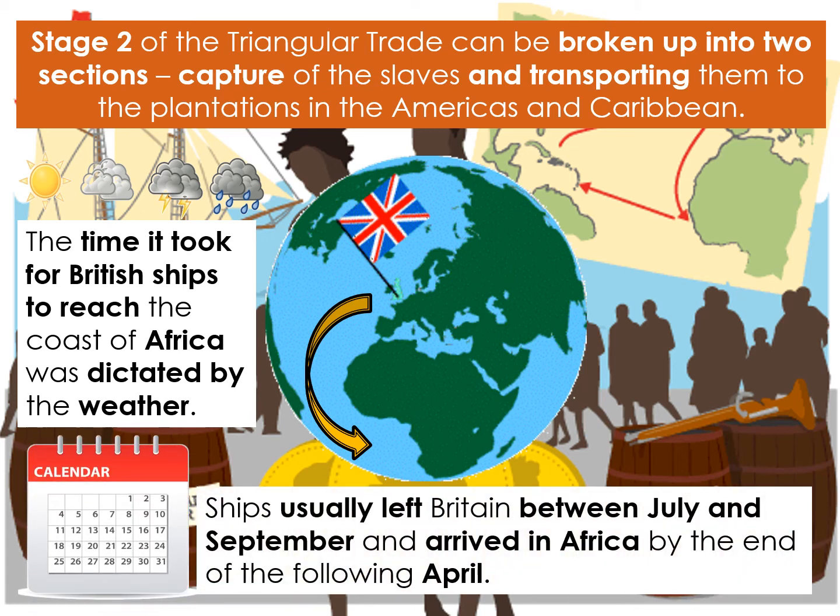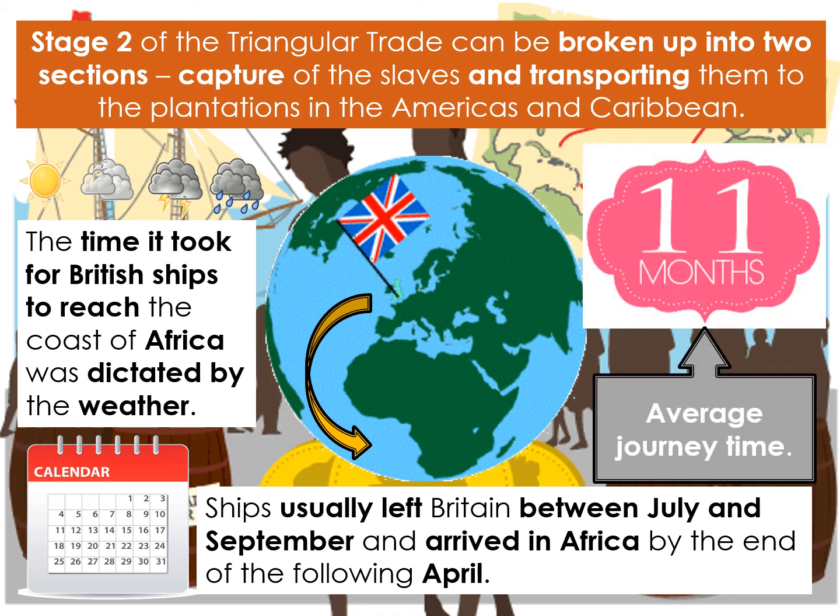Usually they left Britain between July and September, and they would arrive in Africa by the end of the following April. Now remember, these ships are sailing ships, they're not steam engines, they're having to go by the weather and the route, so it does take them quite a number of months to get there. Roughly about 11 months to get from Britain to Africa at this point in time.